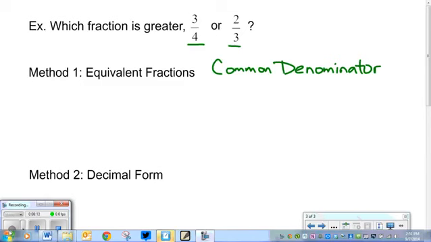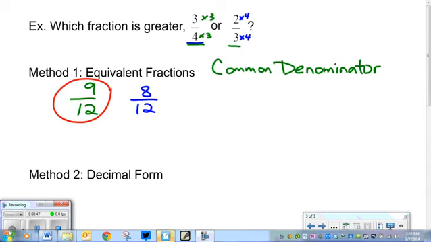We could also look at multiples, so count by 3s and count by 4s, and see where we get the same number. But the easiest way is to take the first fraction and times it by 3, because that's the other denominator. Take the second fraction, times it by 4, because that's the first denominator. So when we do that, we get the fractions 9/12 and 8/12. Well, now it's much easier to compare. We can easily see that 9/12 is greater than 8/12. So 3/4 is larger.